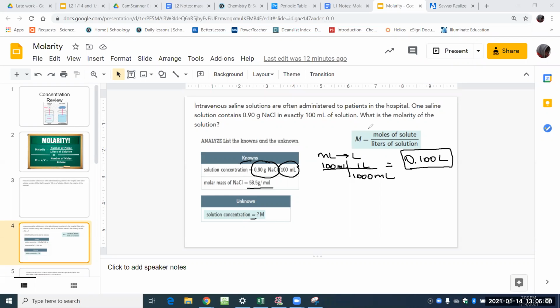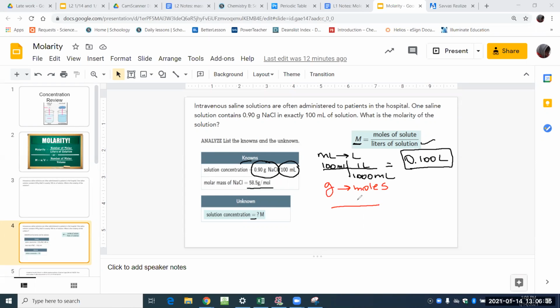Perfect. So now going back to the equation, this is what the problem wants you to solve. Liters of solution, yes, I have liters of solution. Moles of solute, do I have that? Not quite, it's giving me grams. I need to convert to moles. Okay, we've done this in the past. That's why we've done this in the past, and I'm waiting to do this now. So let's convert from grams to moles. Okay, and look at lesson 2 if you forgot how to do that.